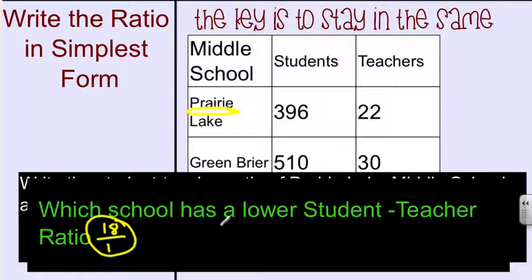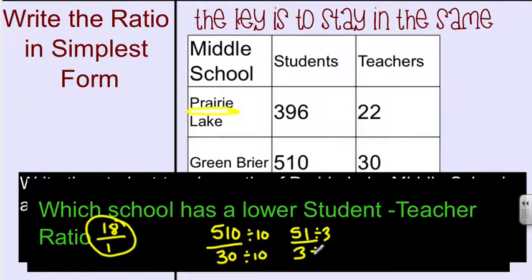Now let's try Greenbrier. They have 510 students to 30 teachers. Well, I'm going to start each of these by dividing by 10 as a way to reduce. And I will get 51 over 3. I know that 5 plus 1 is 6. And since 6 can be divided by 3, the whole number can be divided by 3. So I'm going to divide both of these by 3. And I find out that this is 17 over 1. So I find out that Greenbrier has a 17 to 1 ratio.